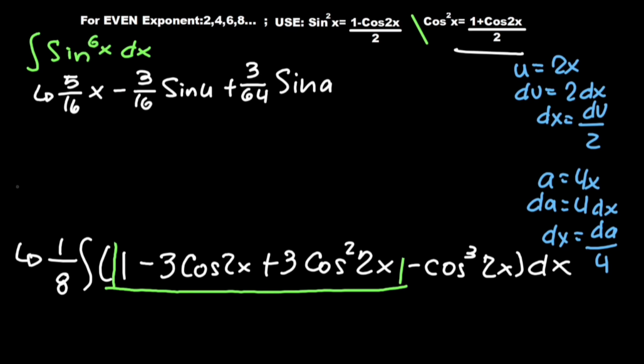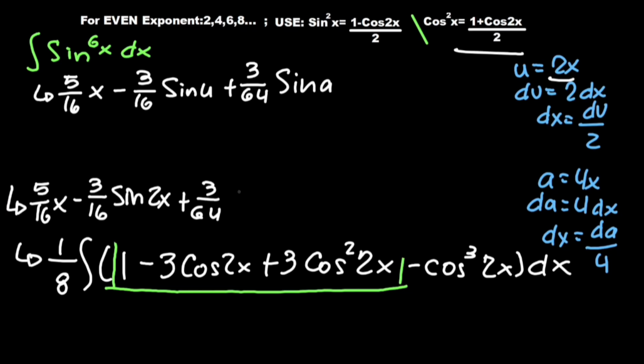And so the answer here, let us put it this way first: 5/16 x minus 3/16 sine u, here u is 2x, plus 3/64 sine of a, which is 4x. And this is now the answer for this particular part.